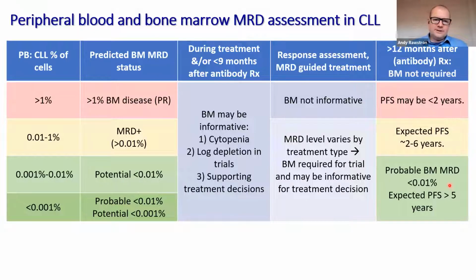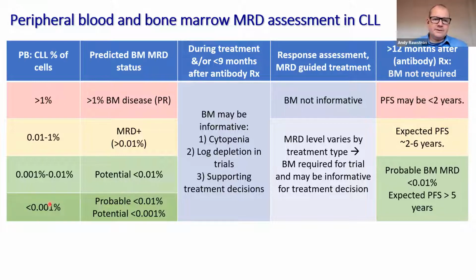So if you're monitoring for CLL, if there's more than 1% disease in the peripheral blood, there's not really much information to be gained from looking in the bone marrow. They're almost certainly going to have greater than 1% disease, probably a partial response morphologically. Progression-free survival in those patients is typically, median survival is 1 year or maybe even worse.